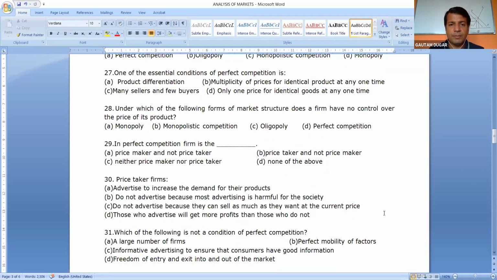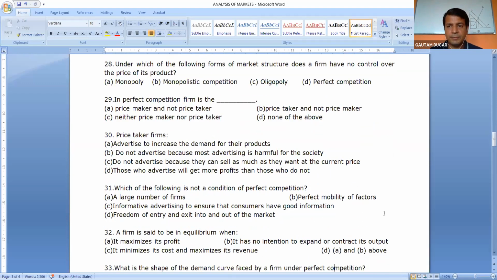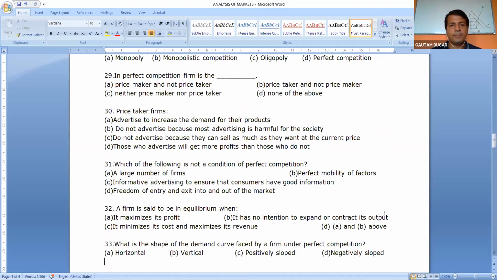In perfect competition, the firm is, yes, B, a price taker and not a price maker. Now 30. Price taker firms means firms under perfect competition.